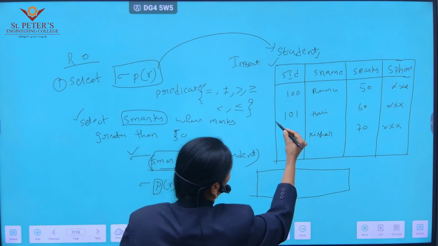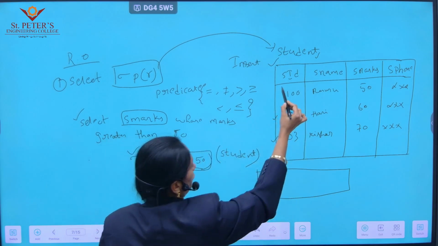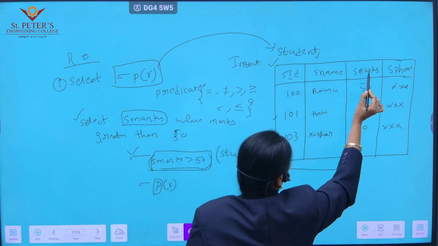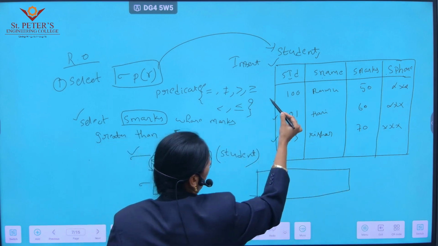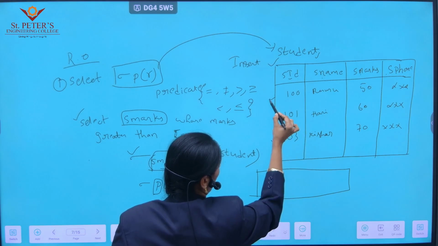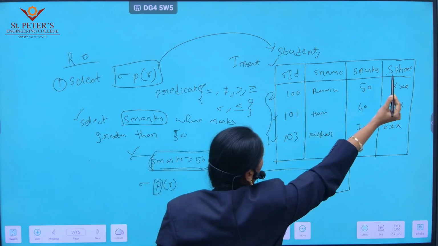Retrieving the two rows. Student ID, student name, student marks, student phone number, these are the columns, and 101, 103 are called rows. Okay, the number of rows and number of columns.